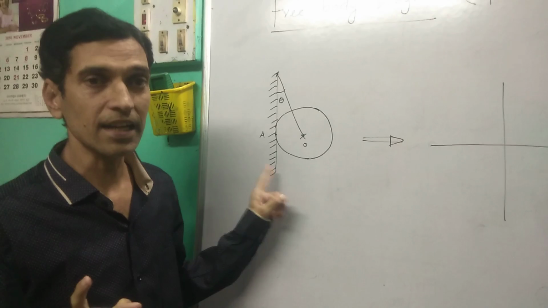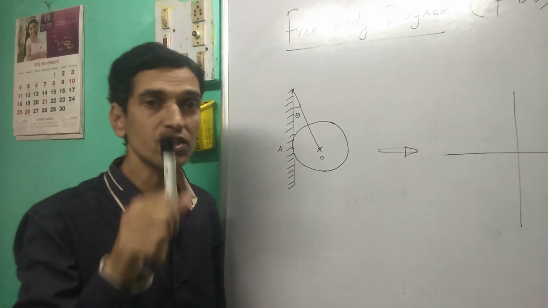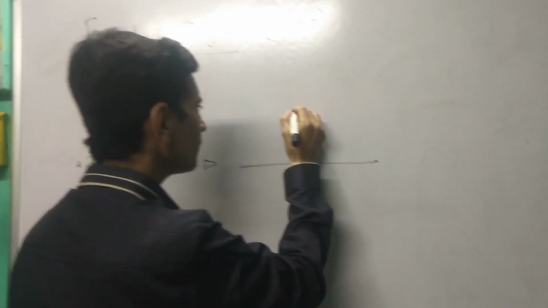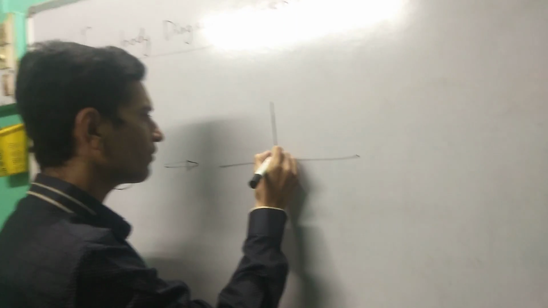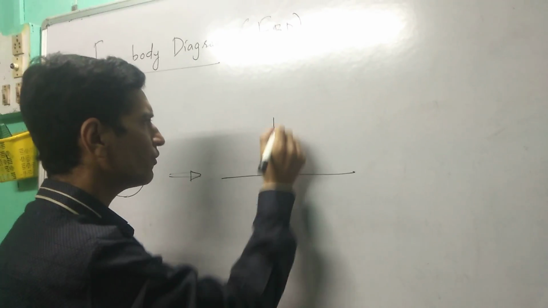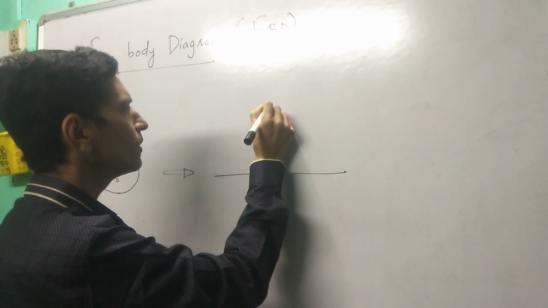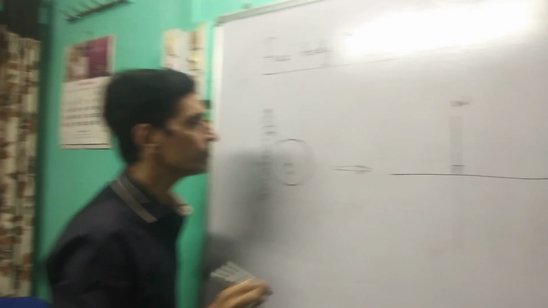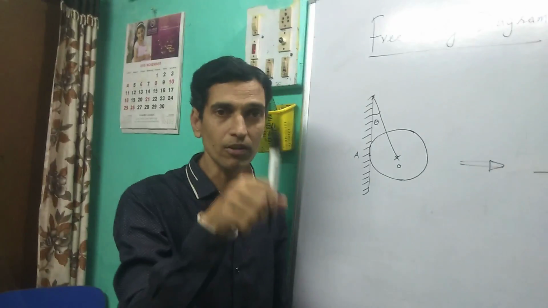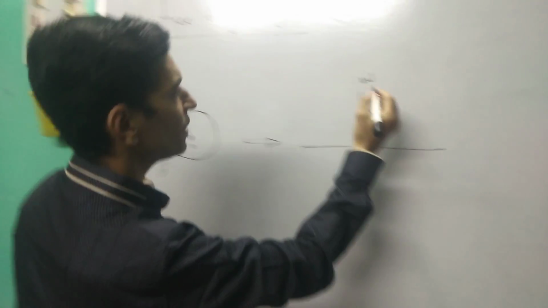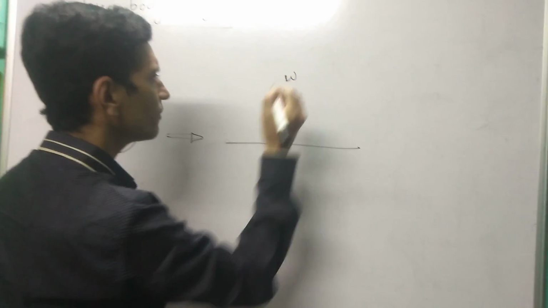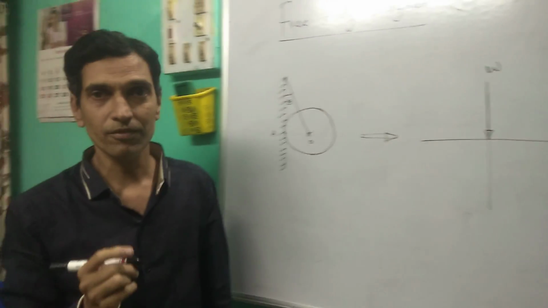The first force acting on the spherical ball is its own mass. The own mass of the body always acts as a downward force. The first force is what? The mass of the spherical ball, which always acts as a downward force. Let us take the magnitude of the weight of the ball as W.